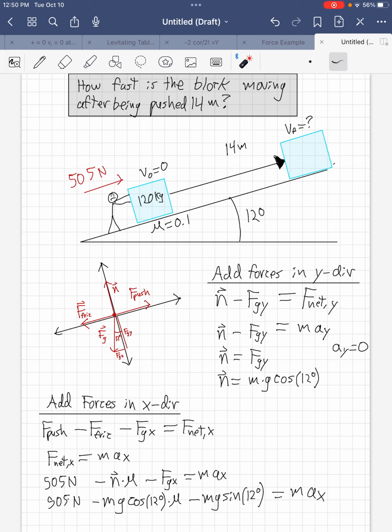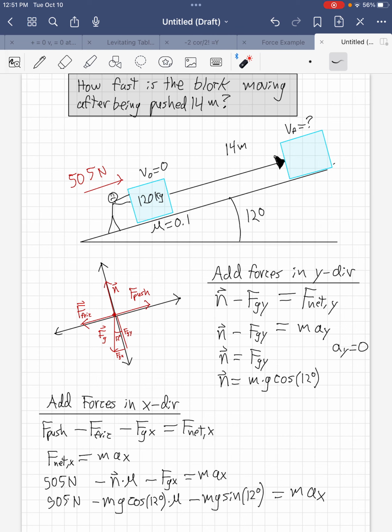Okay, so what's the game plan here? How are we supposed to know how fast it's moving? Well, you might think, hey, if I know the acceleration, I might be able to understand how fast it's moving. But how can I get the acceleration? Oh, I have to use the forces to solve for the acceleration. Here's our integrated part. All right, so we start off with just a force problem.